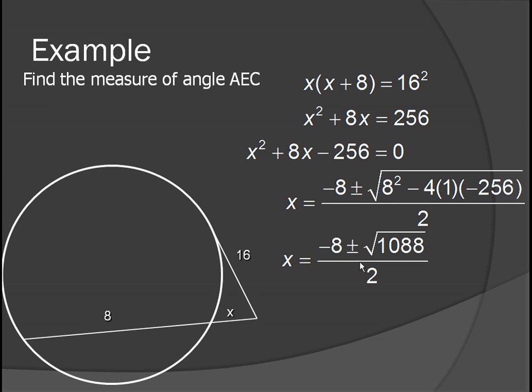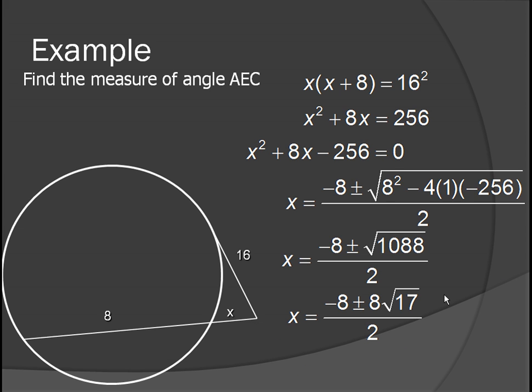Now, one of the things that we should notice is that this is a positive length. If we went through and added negative 8 to radical 1088, we get a positive number. But if we took negative 8 minus radical 1088, obviously we get a negative number. So technically we end up removing that negative out of there.